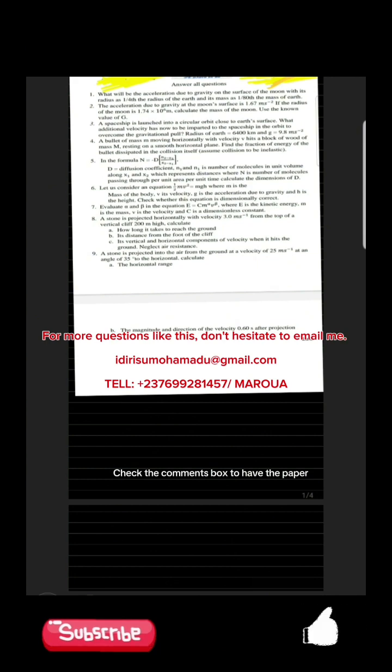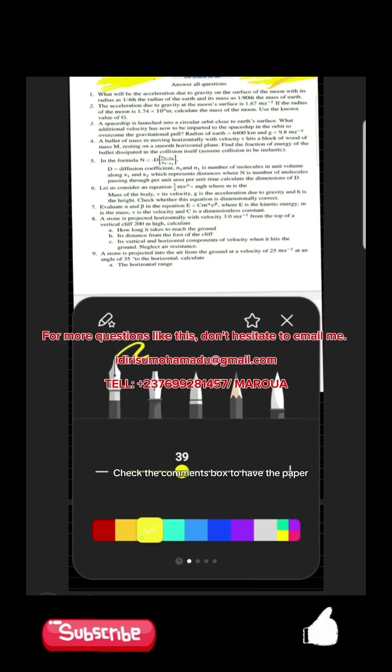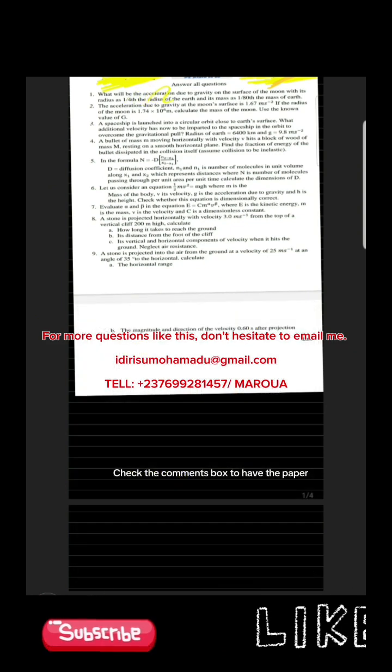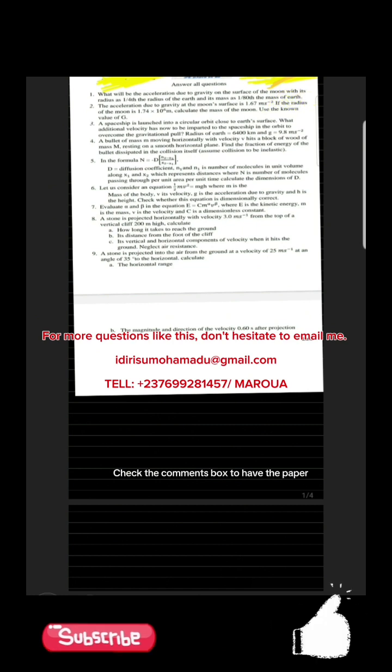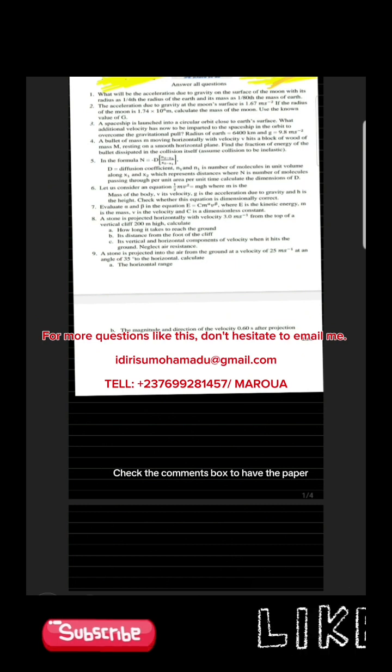So this is the first question. It reads, what will be the acceleration due to gravity on the surface of the moon with its radius as 1/4 the radius of the earth and its mass as 1/80th the mass of the earth? That is the question. So don't be surprised. You can read physics questions at least 3 times before it makes sense to you.